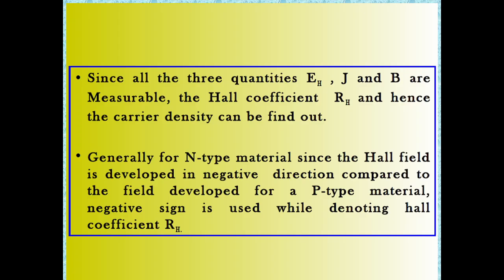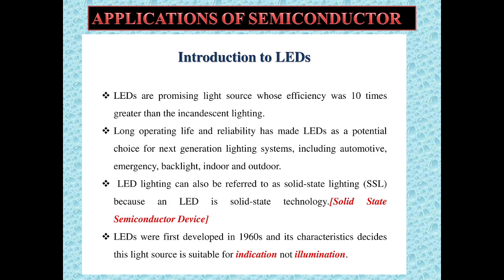Since all the three quantities E, H, J, and B are measurable, the Hall coefficient RH is the deciding authority. If RH is negative, the type of semiconductor is n-type. If RH is positive, it is a p-type semiconductor. Generally, for n-type, the Hall field is in the negative direction. For a p-type, a positive sign is used while denoting the Hall coefficient.